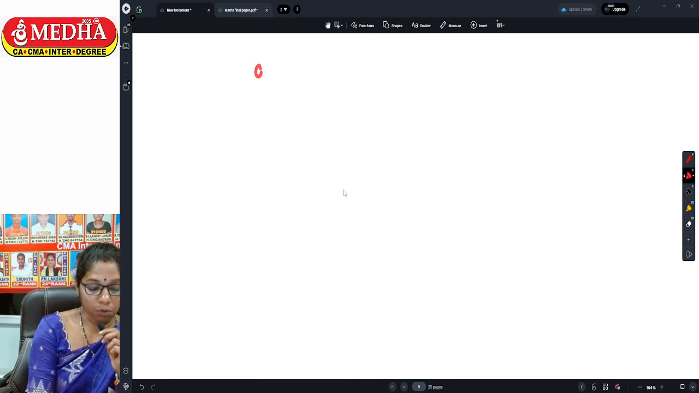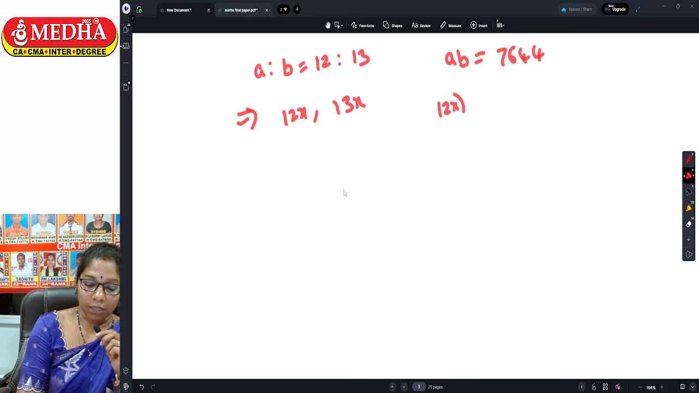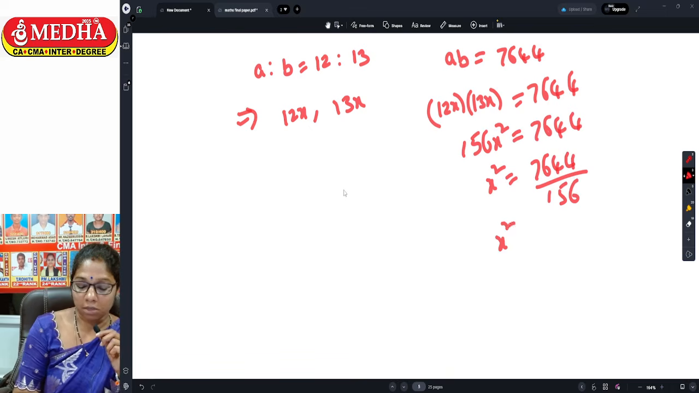The ratio between two numbers A is to B is equal to 12:13. The product of the two numbers is 7644. So let the numbers be 12x and 13x. So 12x into 13x is equal to 7644. 156 x square is equal to 7644, and x square is equal to 7644 by 156. X square is equal to 49 and x is equal to 7.